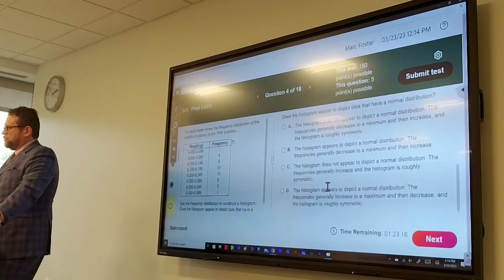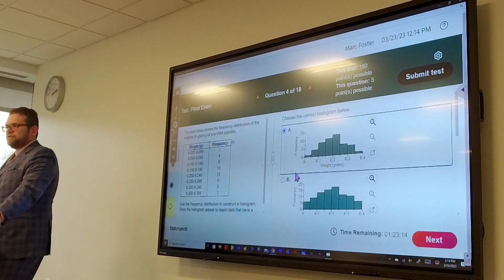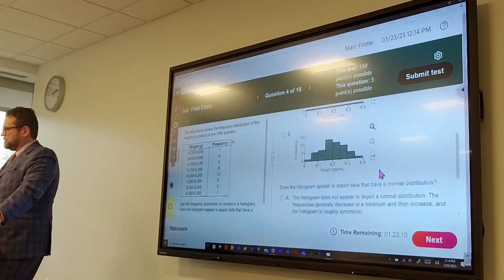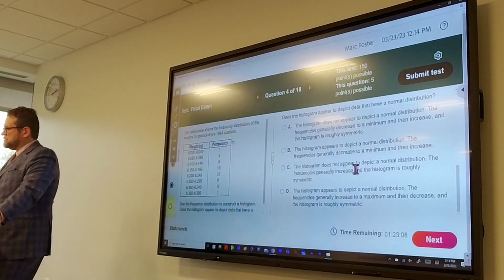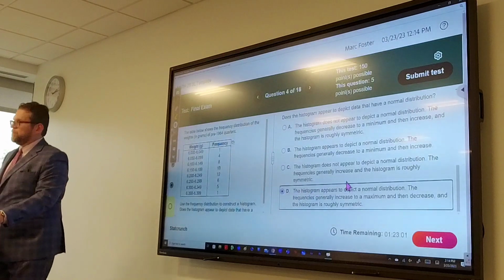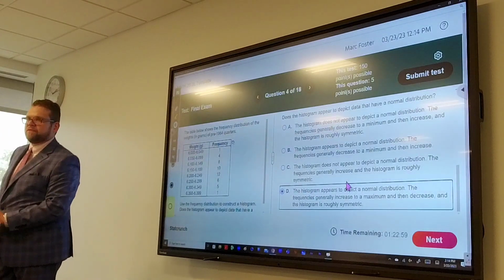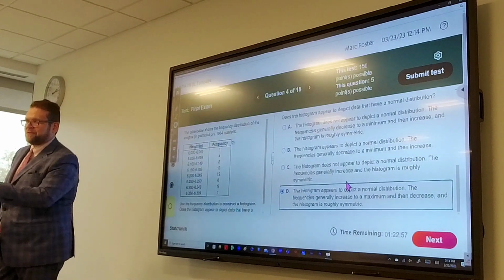Does it depict a normal distribution? Yes, because it increases to a maximum and then decreases and is roughly symmetric. Make sure you're careful to read that it increases and then decreases. One of those says decrease then increase.